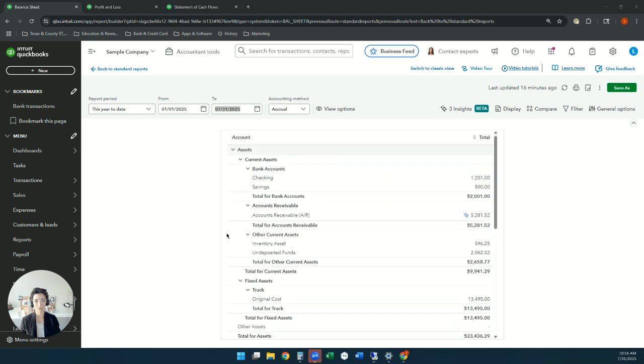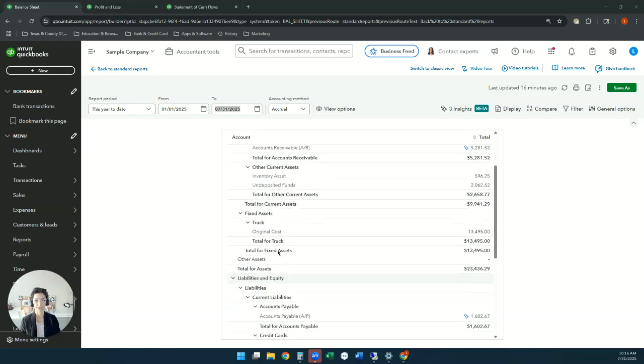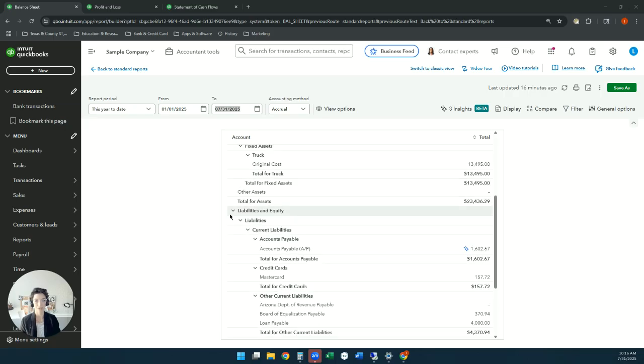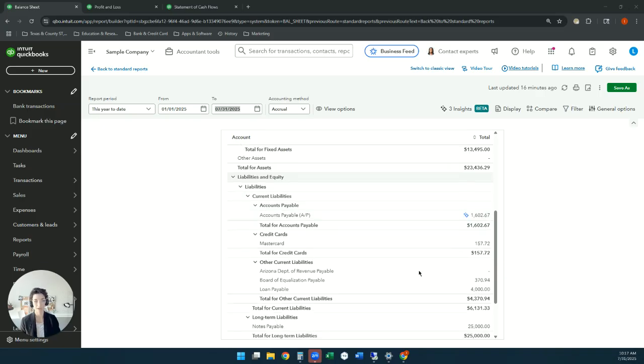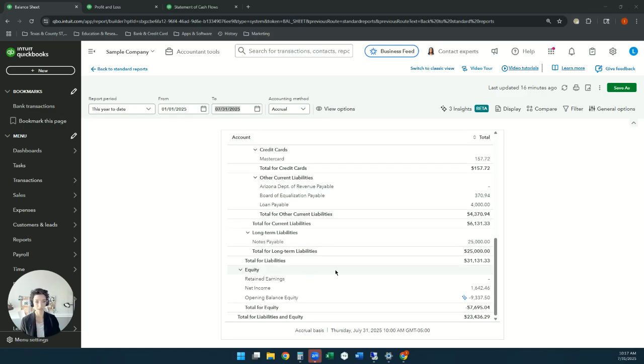So this report gives you a look at your assets. We've got your bank accounts, any items of value that your business owns. We also have your liabilities, or what your business owes, like bills and accounts payable, debts and leases. And then down at the bottom, we have your equity section, which is essentially what's really yours after paying what you owe.